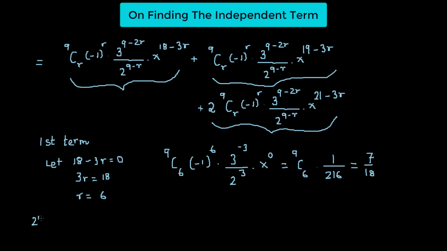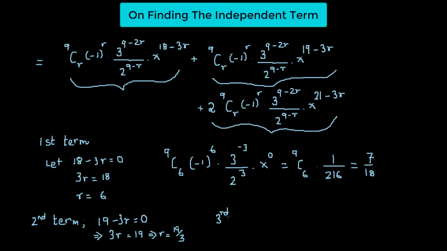So in the second term, we'll try to make it independent of x, and similarly for that we have to make 19 minus 3r, which is the index of x, equals to 0. But here we see that this gives us thrice of r is equals to 19, which implies r is equals to 19 over 3. So that 19 over 3 is not a natural number, so this term is not independent of x. So we cannot assume any value of r that's going to make this particular term independent of x, so we skip it. Now we move on to the third term.